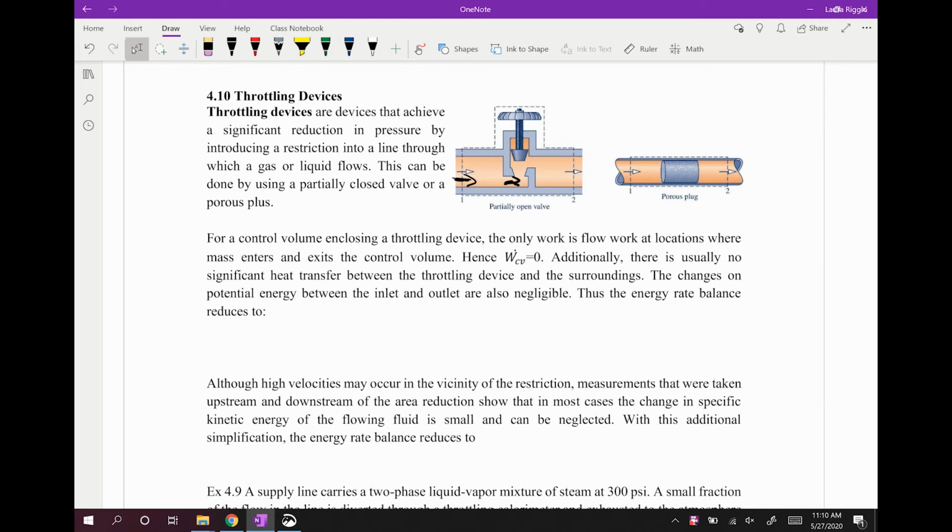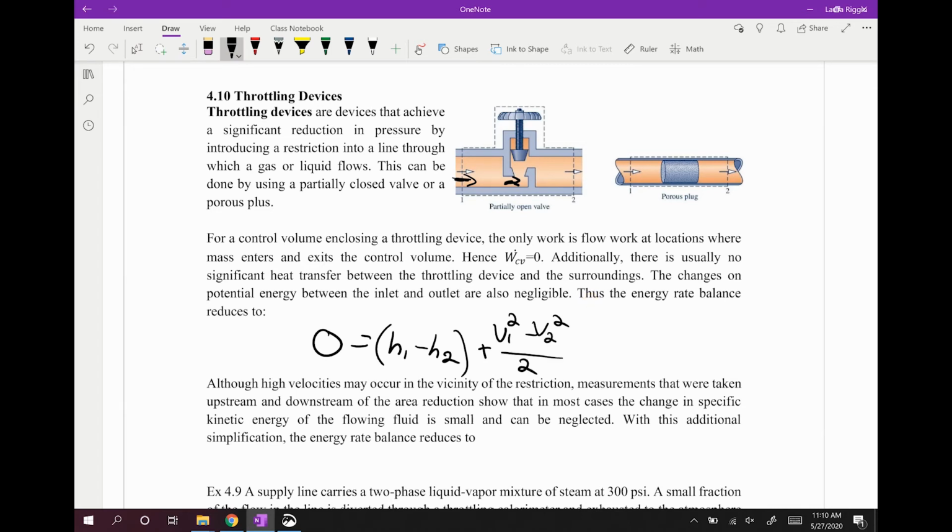For a control volume that encases a throttling device, the flow work is the only work that occurs. So there's no other moving parts. There's no significant heat transfer between the surroundings and the throttling device. The changes in potential energy at the inlet and outlet are also negligible. So our energy balance reduces to our change in enthalpy plus our change in kinetic energy is equal to 0.